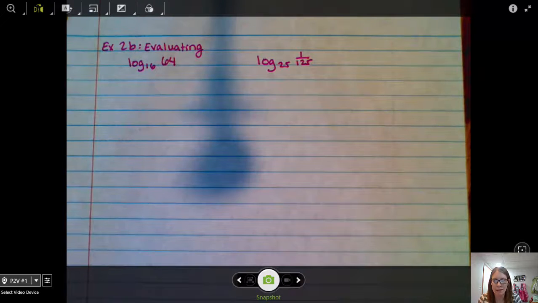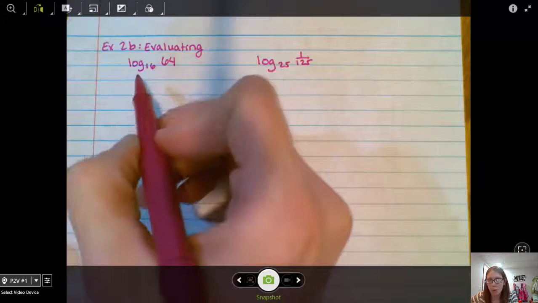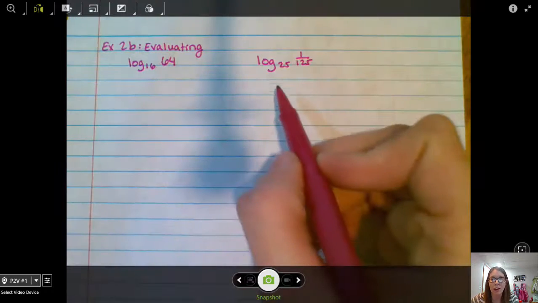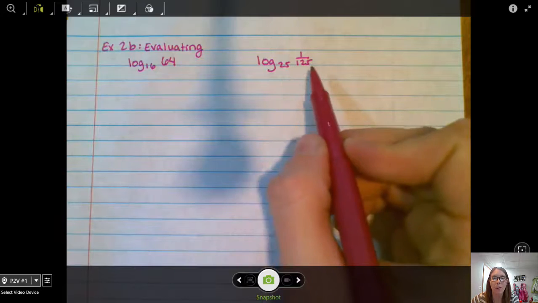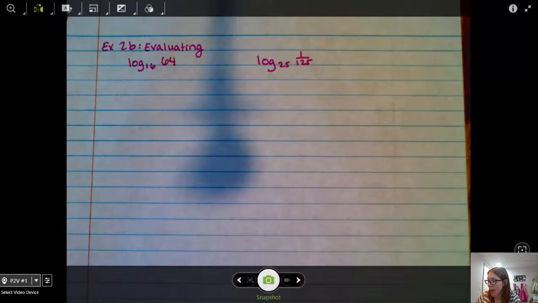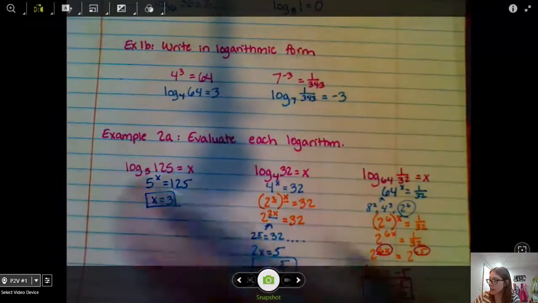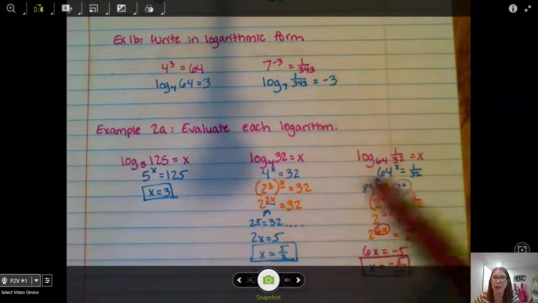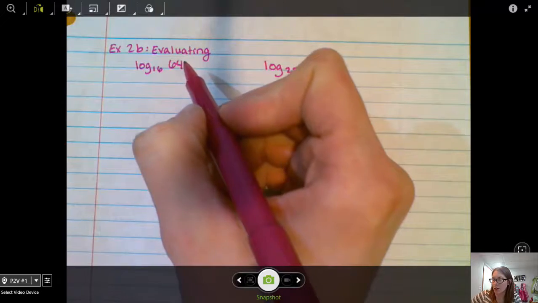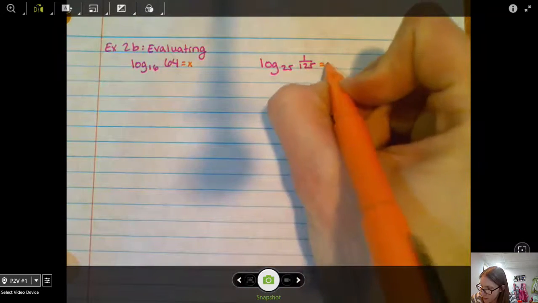Example 2b, we're going to practice evaluating a little bit more. Two problems here: the log base 16 of 64 I want to evaluate, and also the log base 25 of 1 over 125. So if you look back at example 2a, I started off with all of these expressions equal to x. Well, I didn't write the equal to x in here, but that's really still what I'm trying to find. Okay, so we can always add that in. Anytime that we're evaluating, it's really like we're trying to find x here.